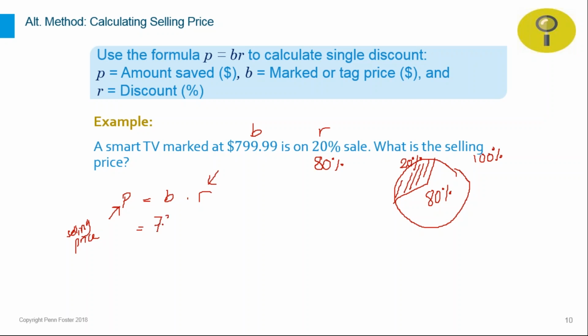B is $799.99 and R is 0.8. Multiply together and that will give you right away the selling price, $639.99. If you'd like, you can do the first way: find the savings first using R equals 20%, then subtract the savings from the tag price and see if it gives you the same selling price. It should. That is an alternative way to do that type of question.